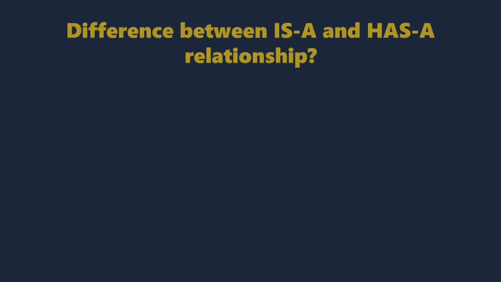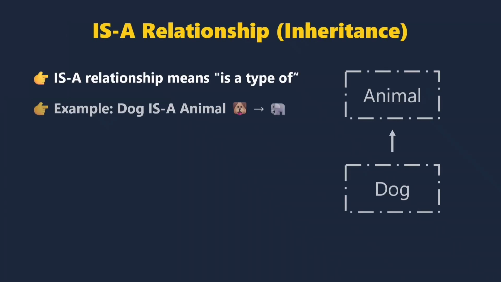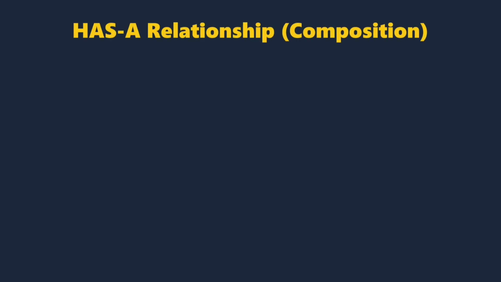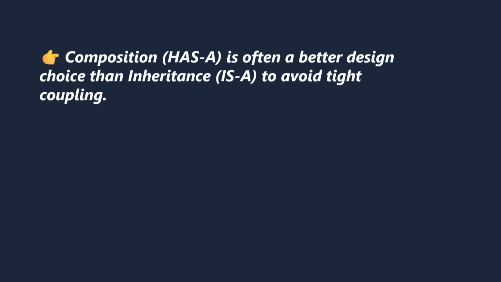What is the difference between is a and has a relationship? This is a very important concept. Inheritance represents an is a relationship. For example, dog is an animal. Composition or aggregation represents a has a relationship. For example, a car has an engine, but a car is not an engine. Interviewers ask this to test if you really understand when to use inheritance and when not.